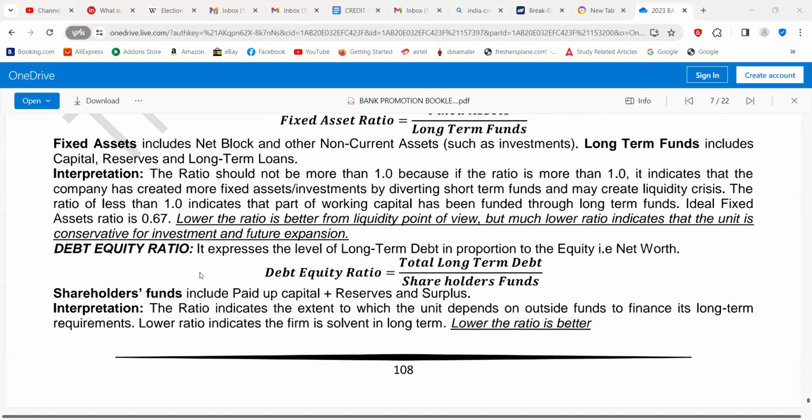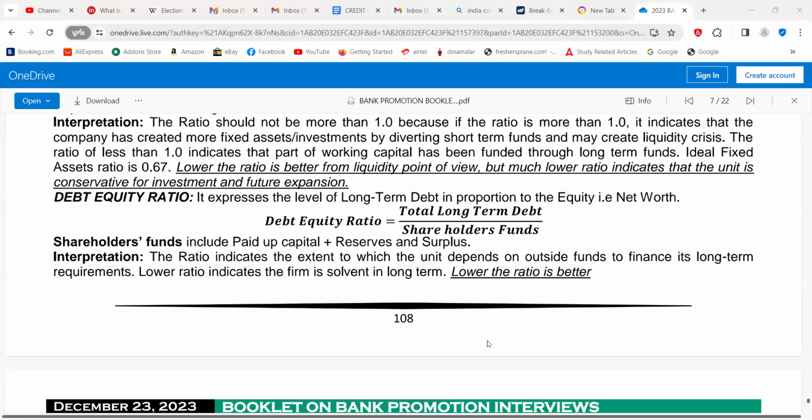इसको पढ़ लीजिए. It expresses the level of long-term debt in proportion to the equity, that is net worth. Debt equity ratio is total long-term debt divided by shareholders' funds. Shareholders' funds include paid-up capital plus reserves and surplus. Its interpretation is the ratio indicates the extent to which the unit depends on outside funds to finance its long-term requirements. Lower ratio indicates the firm is solvent in long term. Lower the ratio is better.